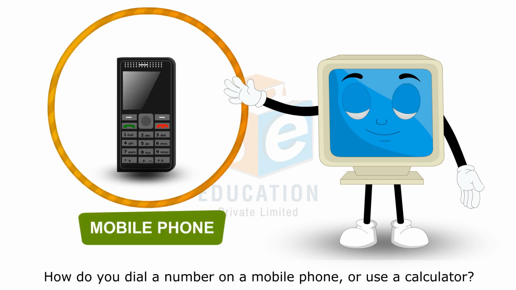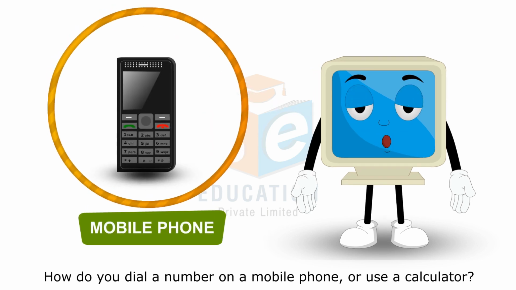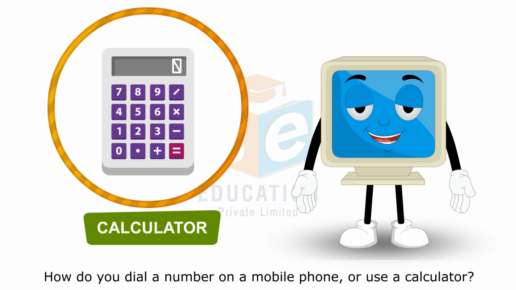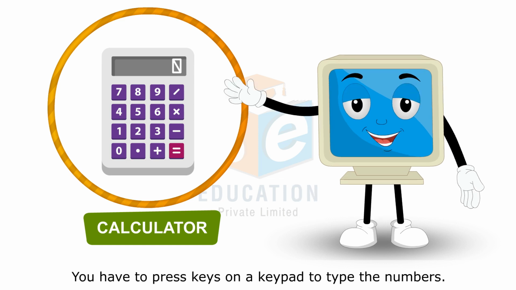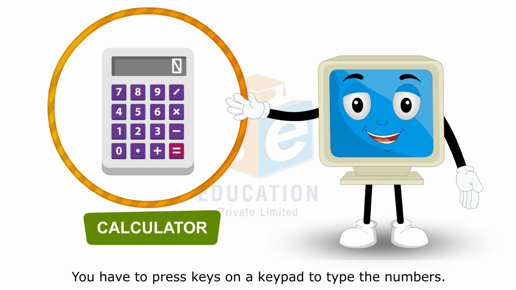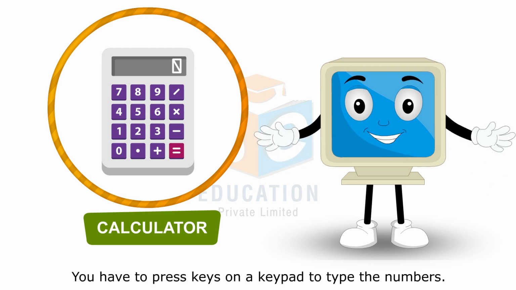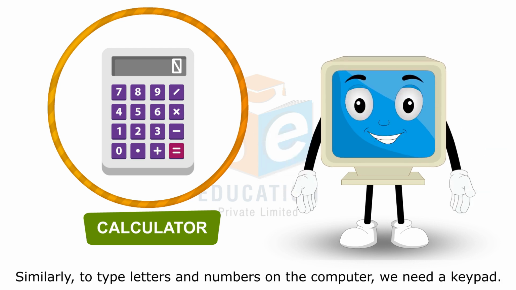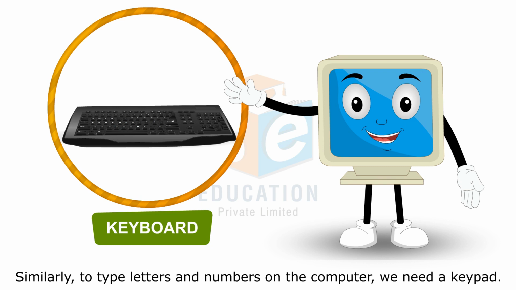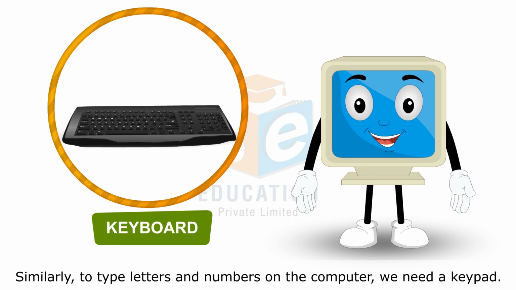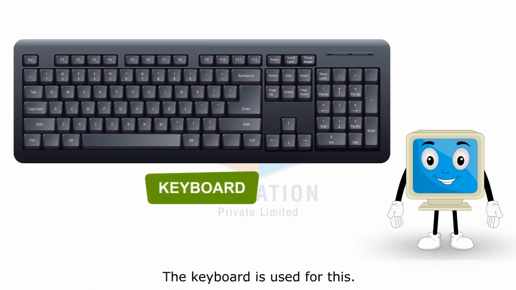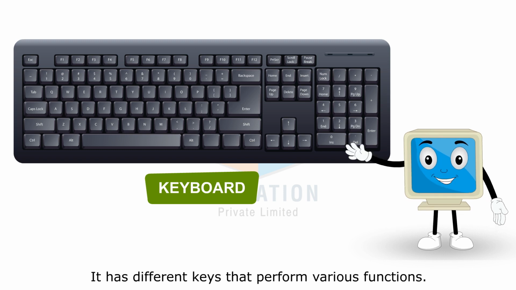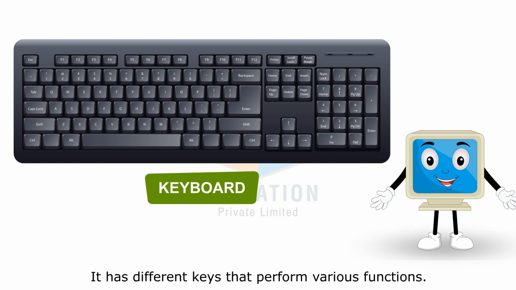How do you dial a number on a mobile phone or use a calculator? You have to press keys on a keypad to type the numbers. Similarly, to type letters and numbers on the computer, we need a keypad. The keyboard is used for this. It has different keys that perform various functions.